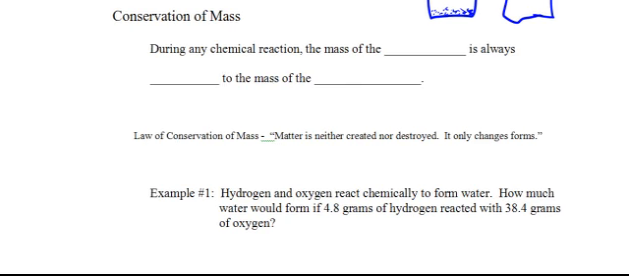And welcome back to 2.4, where we're dealing with chemical changes and chemical reactions. And in this last podcast of this particular chapter, we want to talk about the conservation of mass.